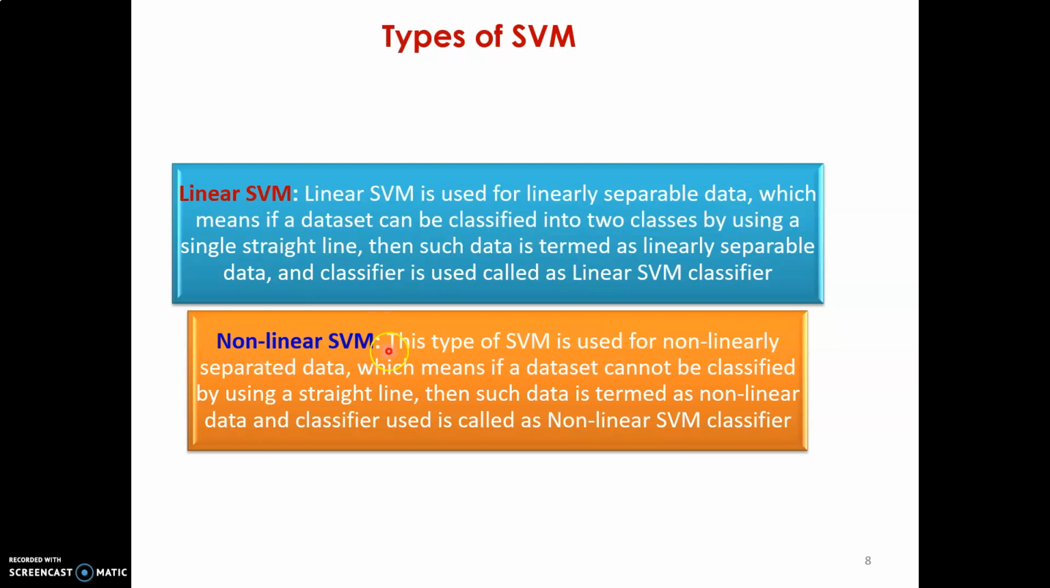So non-linear SVM, this type of SVM is used for non-linearly separable data, which means if a data set cannot be classified by using a straight line, then such data is termed as non-linear data and the classifier is called a non-linear SVM.